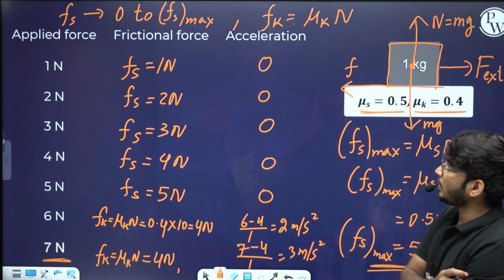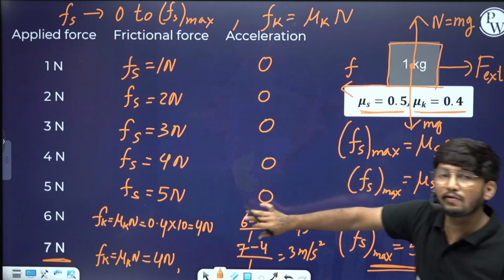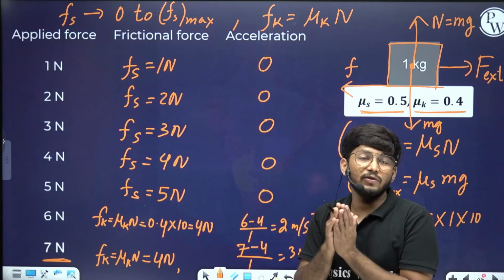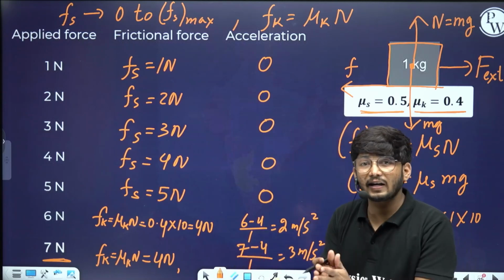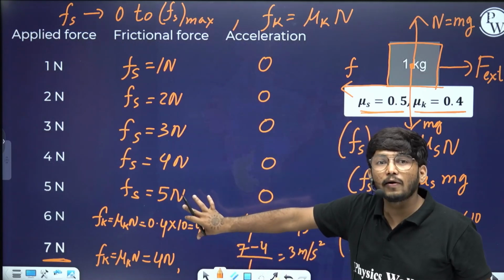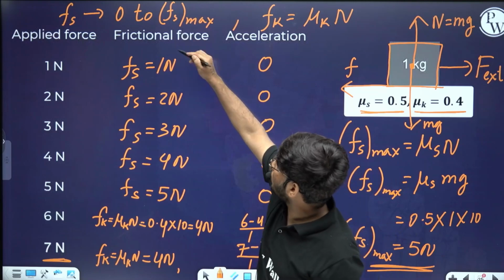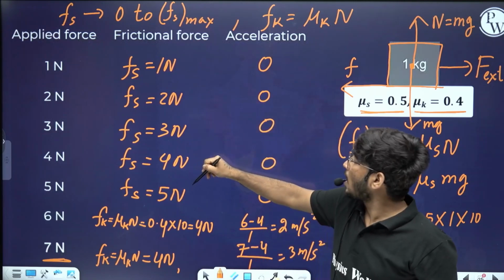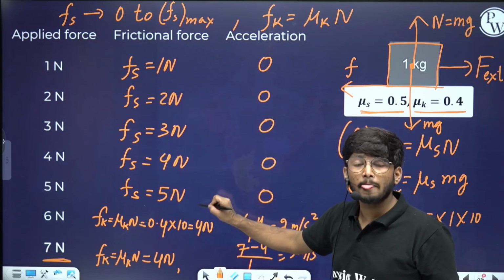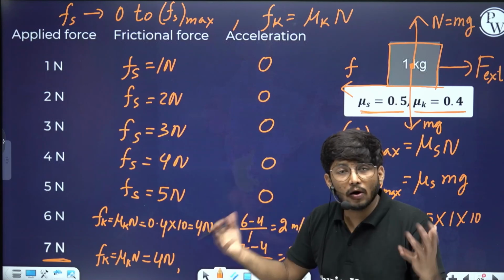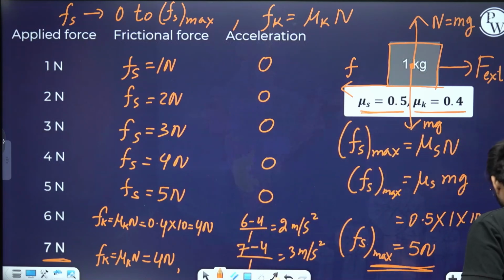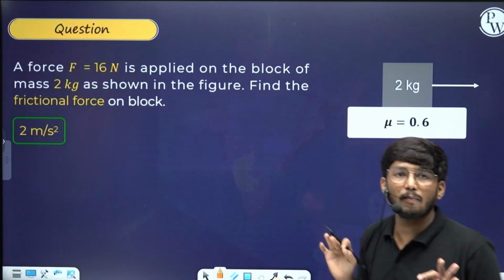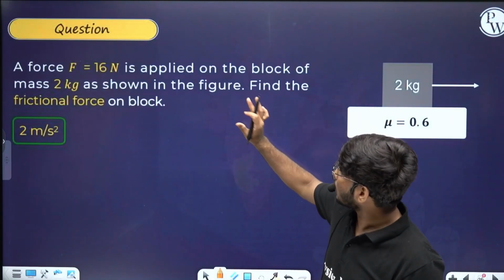So I hope you are clear with how static friction acts, how kinetic friction acts, and where it acts. Kinetic friction value is constant, static friction value kept on increasing. At the maximum value it will not increase further. Then kinetic friction comes into the picture in that case, right? So let's solve 2 more problems on this simply. I hope you are getting complete clarity.